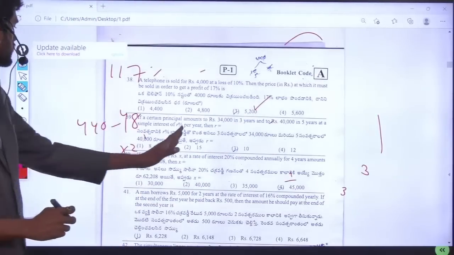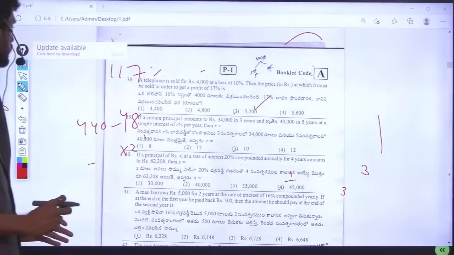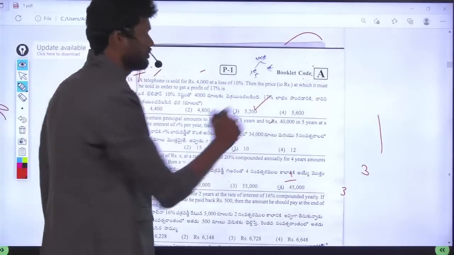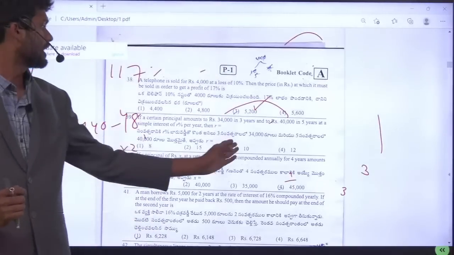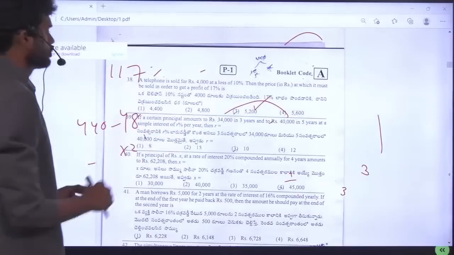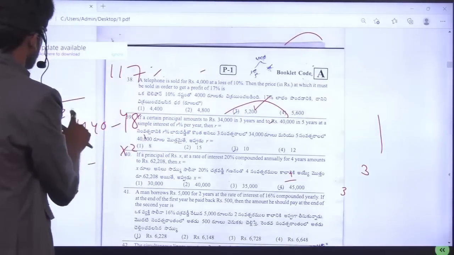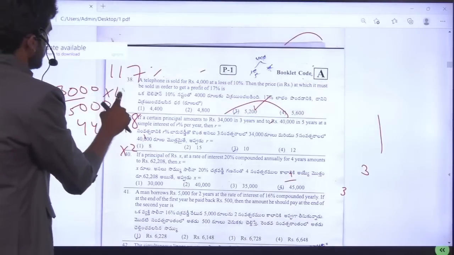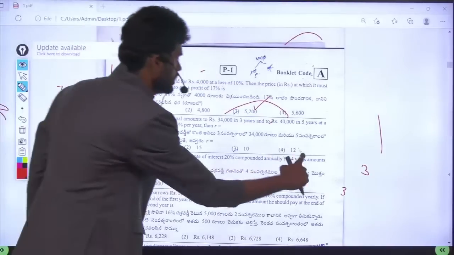Next, 39. If a certain principal amounts to 34,000 in 3 years and 40,000 in 5 years at simple interest, the rate of interest is asked. Between 3 years and 5 years is 2 years, and in 2 years we got 6,000. So for 1 year, 3,000 comes. For 3 years the total interest is 9,000. After 3 years it became 34,000, so the principal is 25,000. Interest for 1 year is 3,000, times 100 gives 3,300 by 25, that is 12%. Answer 4 is correct.